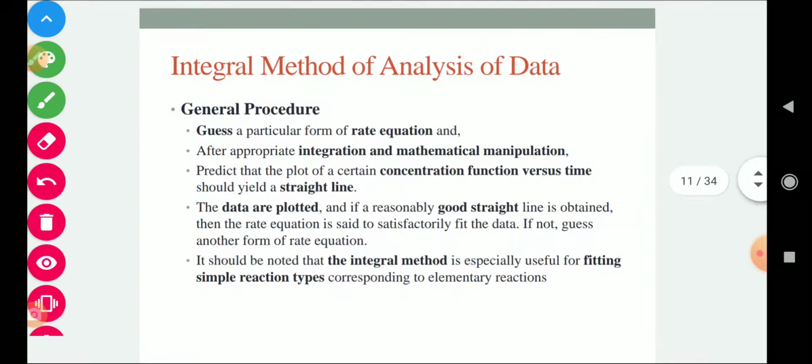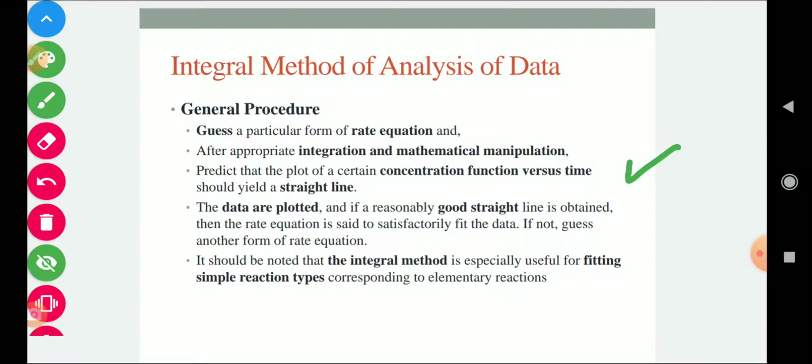Now we will discuss the integral method and differential method in detail. So first of all we will discuss integral methods. This is the general procedure for the integral method, in which first of all we guess a particular form of rate equation. I mean to say we assume the order of reaction, and after appropriate integration and mathematical manipulation, a graph of a certain concentration function versus time yields a straight line.